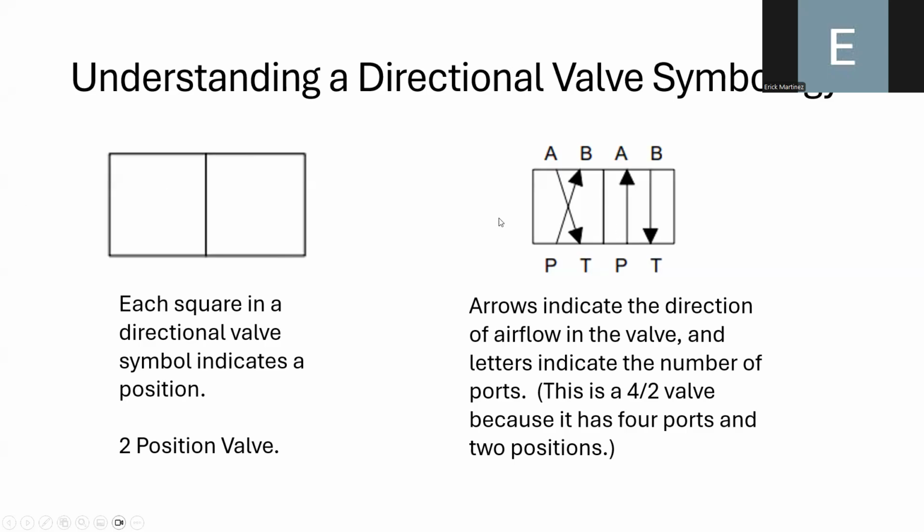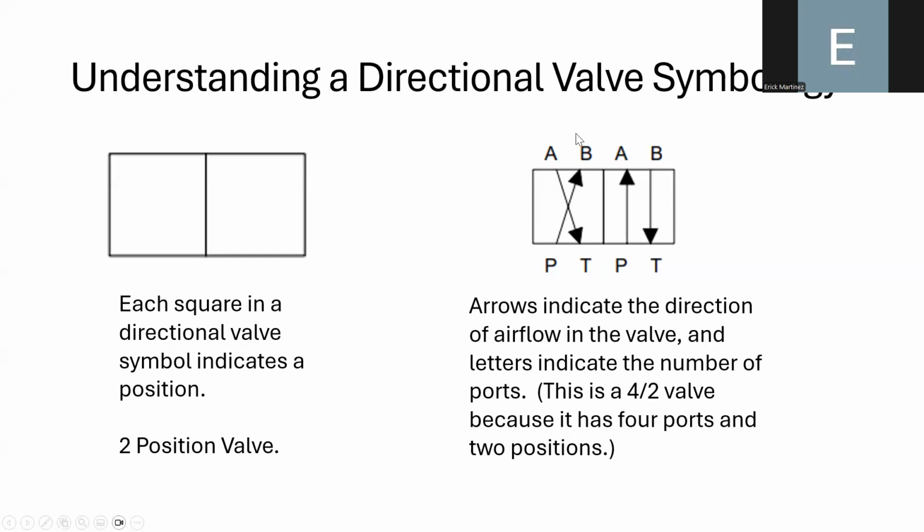Also here, you can see that we have different ports, okay? The ports in the directional control valve are the ways in which the airflow can enter and exit the directional control valve. So for example, on the right, you can see that we have two boxes. That means that this valve has two positions, but also you can see that we have port A and B and port B and T. And the number of ports is also repeated in the second position.